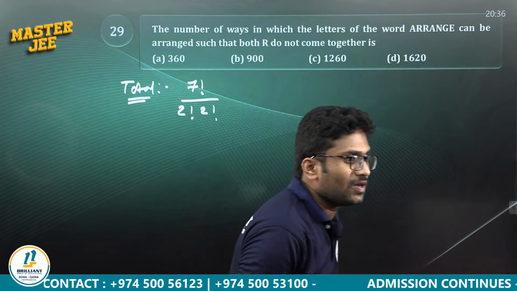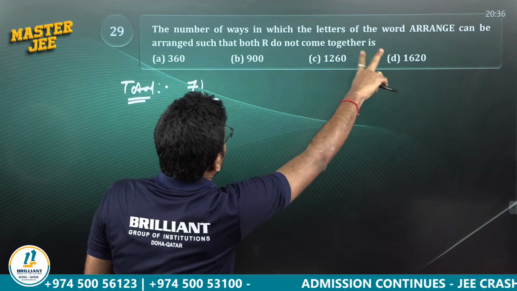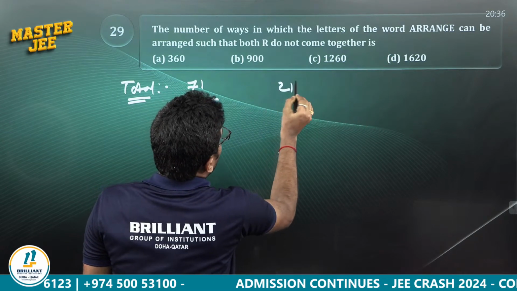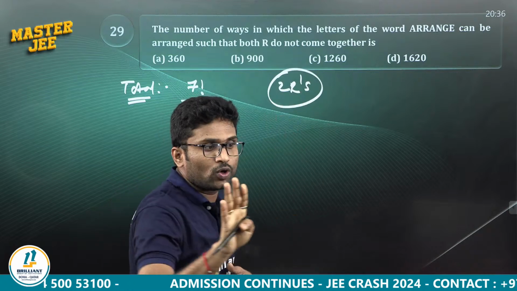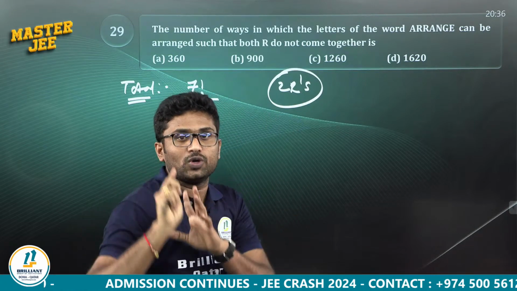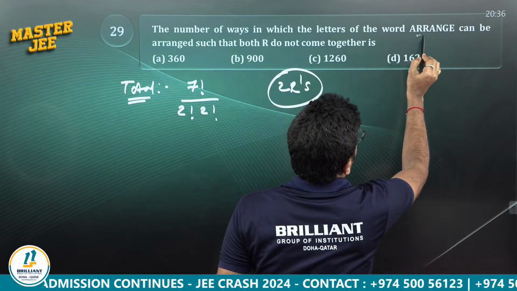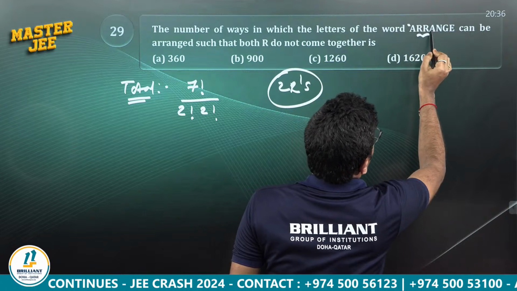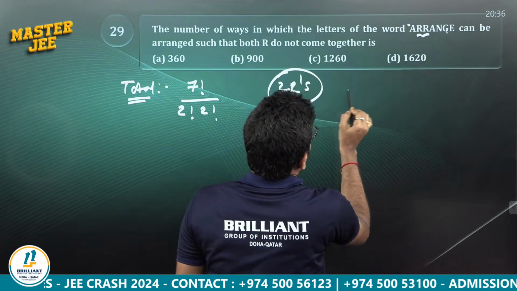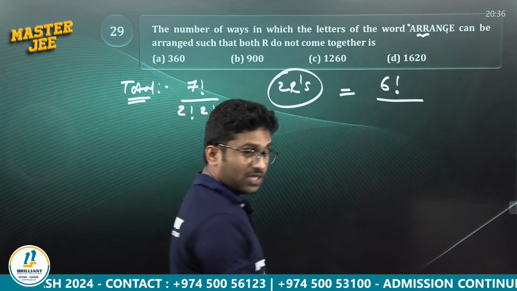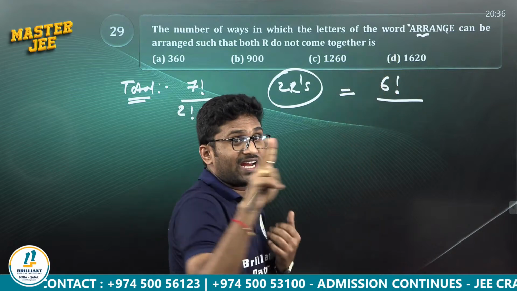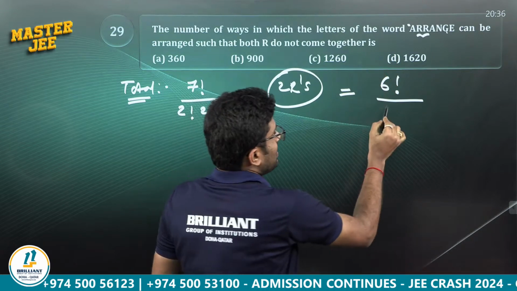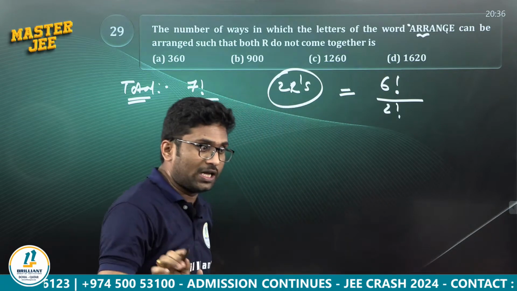Now arrangements which include 2 R's together. What do we do? We take these 2 R's as 1 unit. Now 1, 2, 3, 4, 5, 6. Only 6 objects I have. Of these 6 objects, 2 are identical. What are those 2? 2 A's. So 6 factorial divided by 2 factorial only.